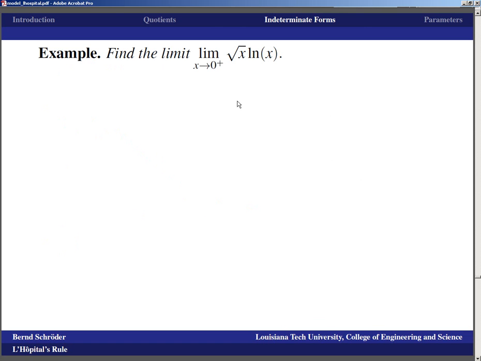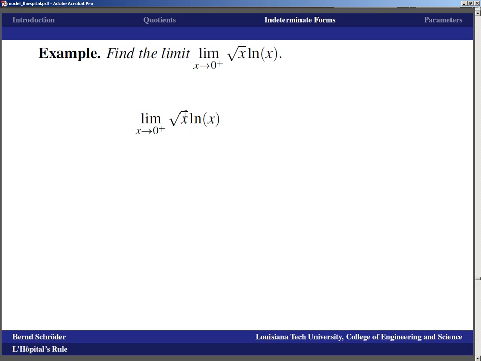Now let's take a look at something else here. Take the right-handed limit of the square root of x times the logarithm of x. Okay, what is that? That's infinity times minus infinity. Well, the minus really doesn't matter that much. We could just factor that out. And so what do we do? Well, we need to turn that into a quotient, and there are two possibilities. We can make that the limit of root x divided by 1 over the logarithm of x, and we'd have really ugly derivatives.